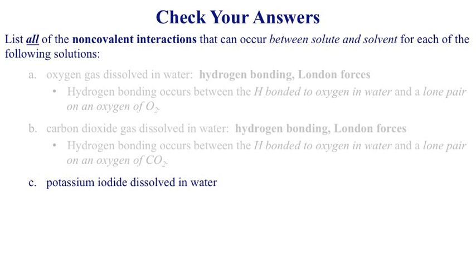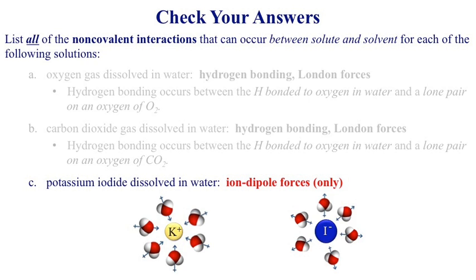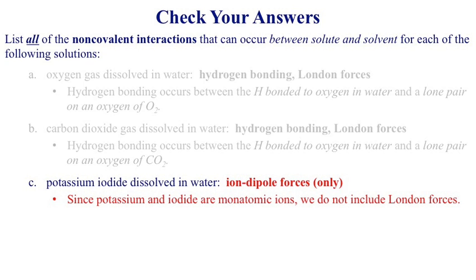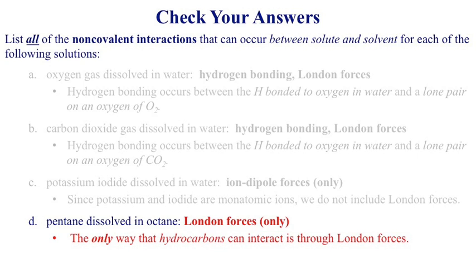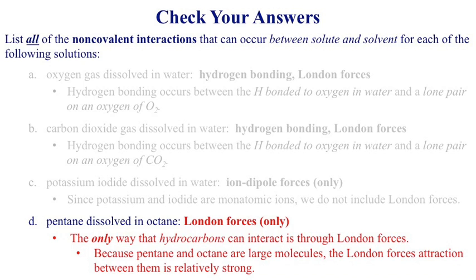In Part C, potassium iodide dissolved in water, ion dipole forces are the only non-covalent interactions that are present. Since potassium and iodide are monoatomic ions, we don't include London forces. For Part D, pentane dissolved in octane, London forces are the only non-covalent interactions that are present. The only way that hydrocarbons can interact is through London forces. The larger the molecules are, the stronger the London force attraction. Because pentane and octane are large molecules, the London force's attraction between them is relatively strong.